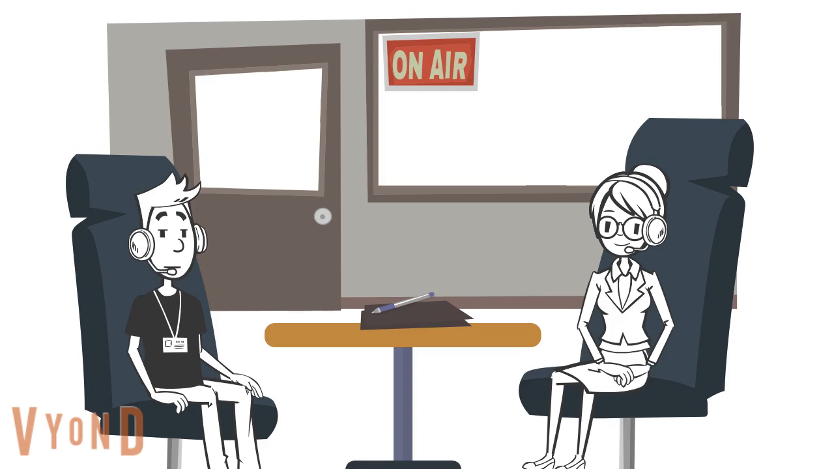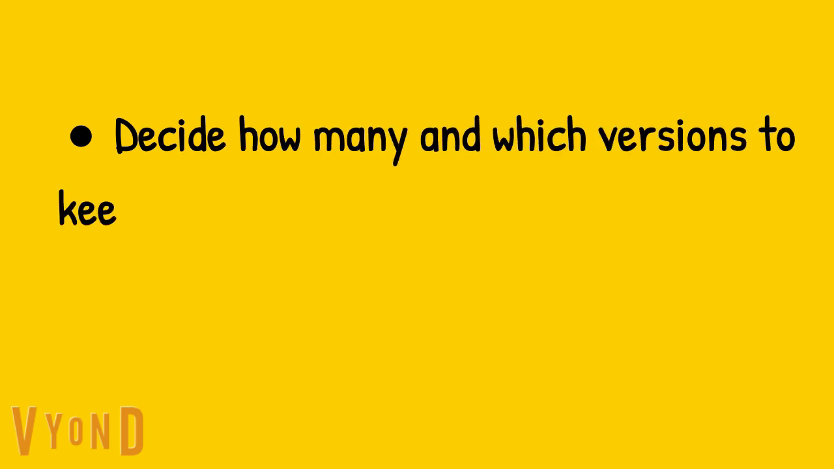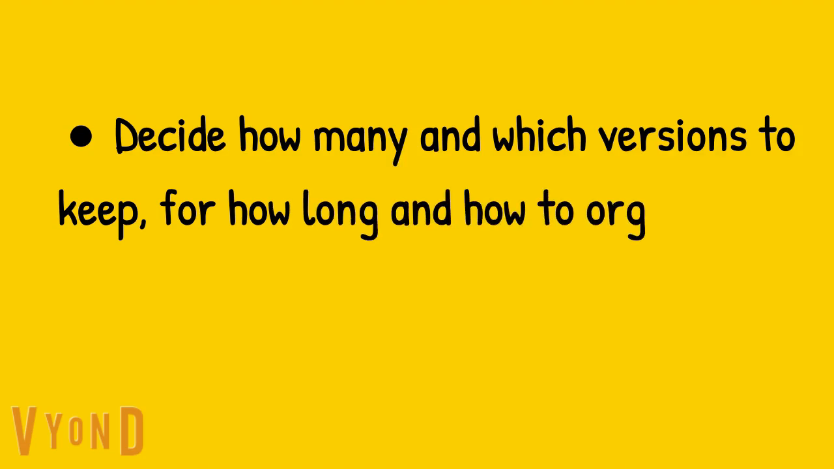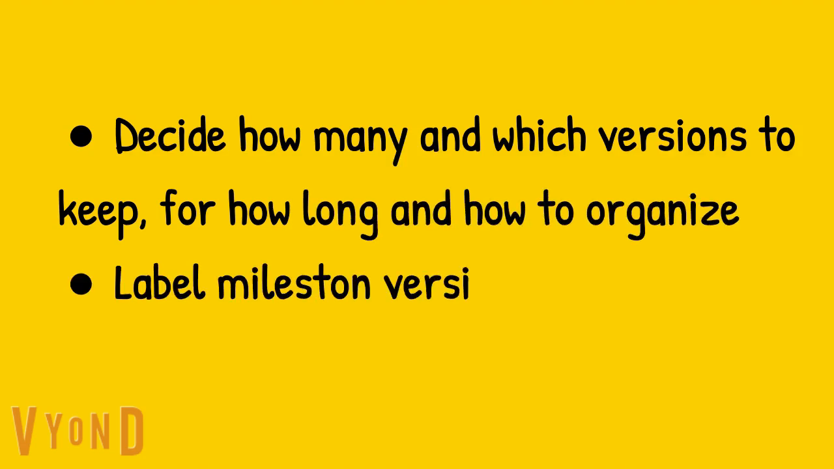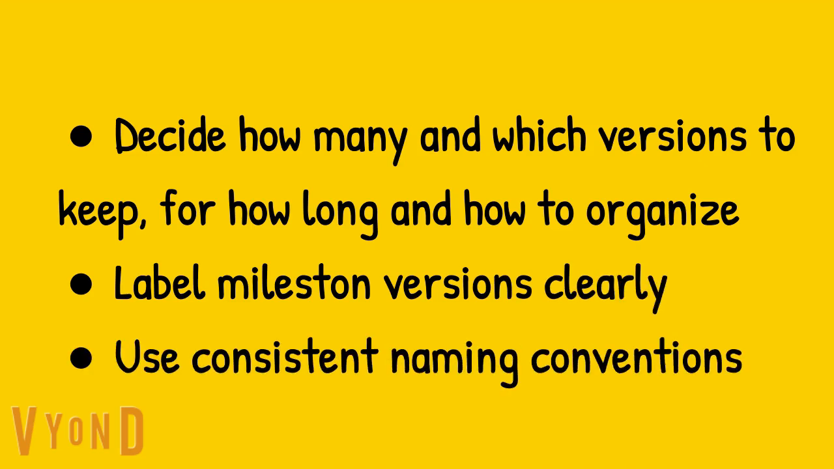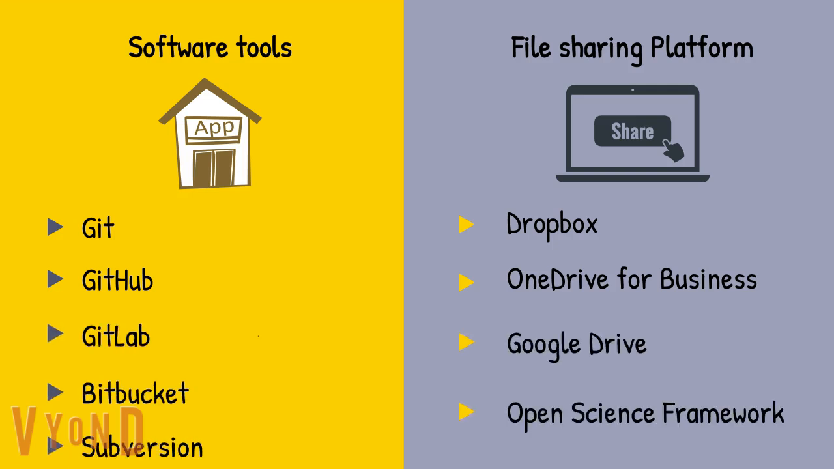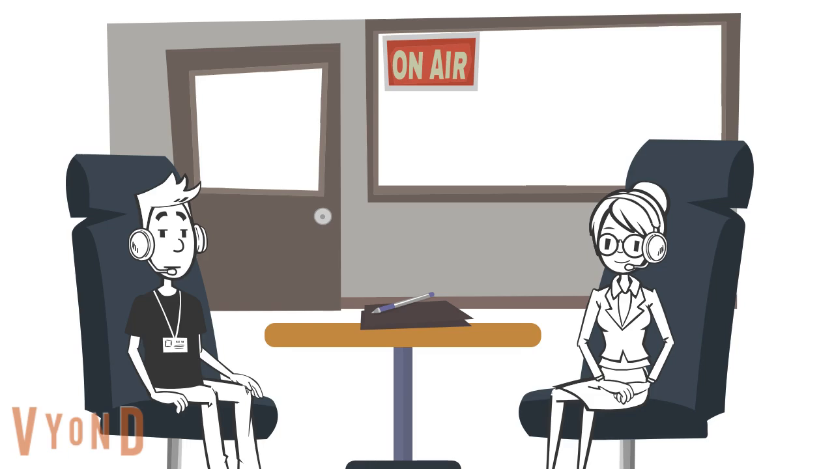Exactly. So, in addition to those we've just talked about, are there any other version control tips we should know? Definitely. You need to decide how many versions of a file to keep, which versions to keep, for how long, and how to organize versions. Make sure to label those milestone versions clearly and, of course, use consistent naming conventions for those versions. And don't forget, there are tools out there that can make version control even easier, like Git, GitHub, and some file sharing platforms like OneDrive for Business. This can be super helpful, especially for big projects with many collaborators.